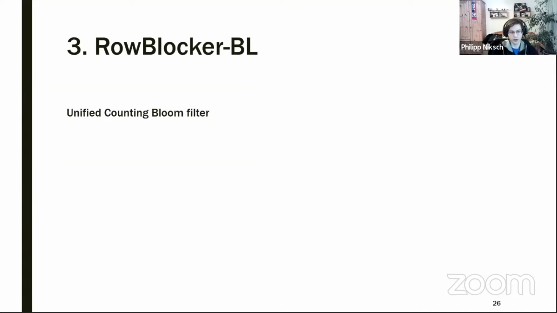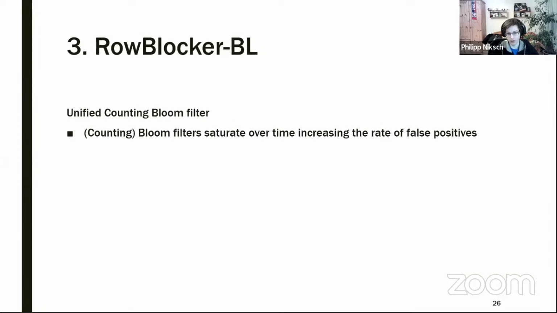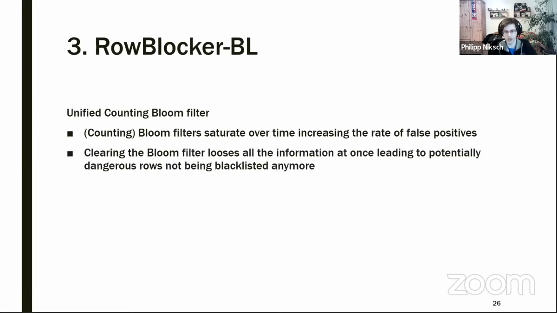So let's talk about unified counting Bloom filters. Bloom filters have one critical flaw. They saturate over time. Since we only increase the counters, all the counters will eventually tend to infinity. And this will increase the rate of false positives. This means we have to clear the filters periodically, but clearing a filter will lead to all information being lost at once. This will lead to potentially dangerous rows not being blacklisted anymore.